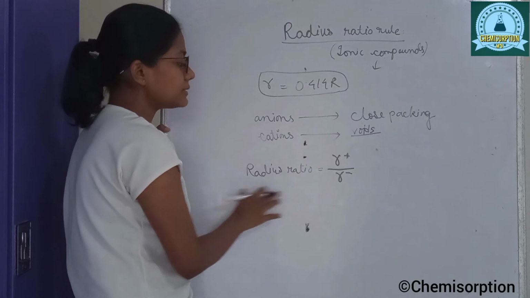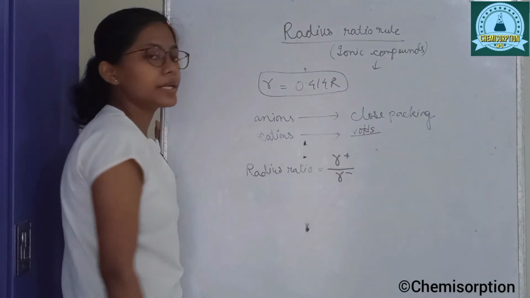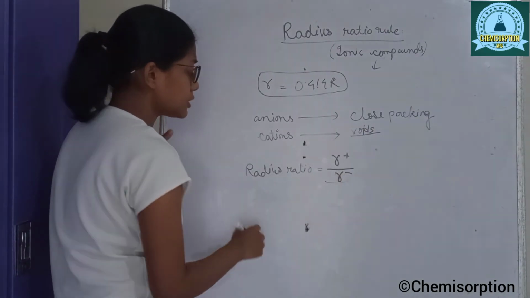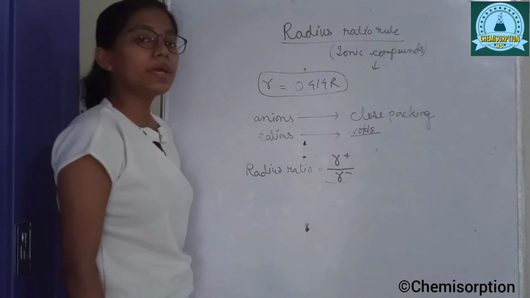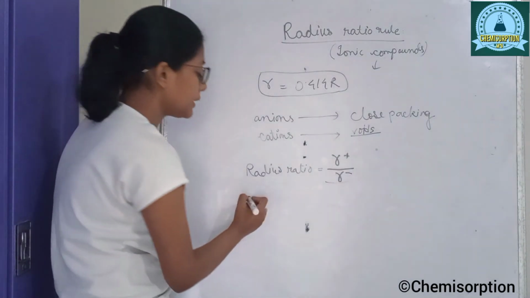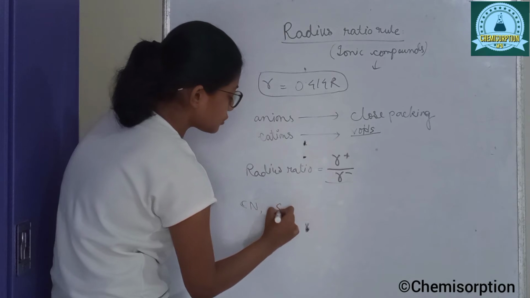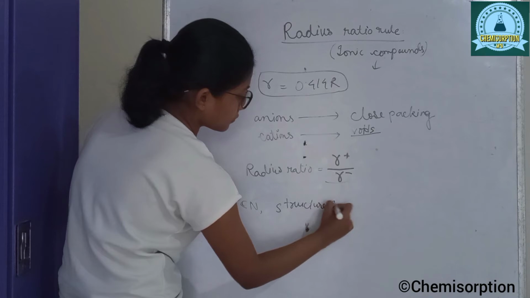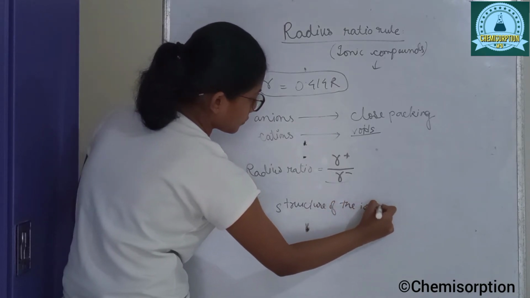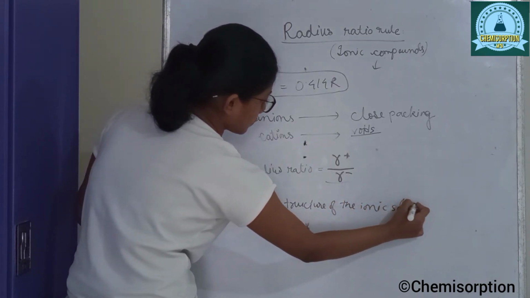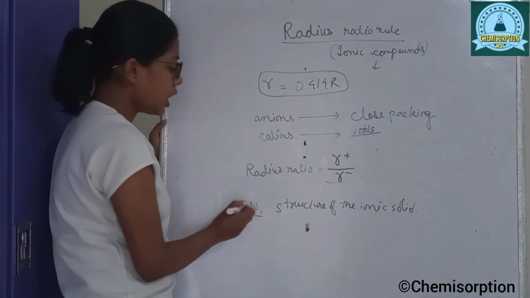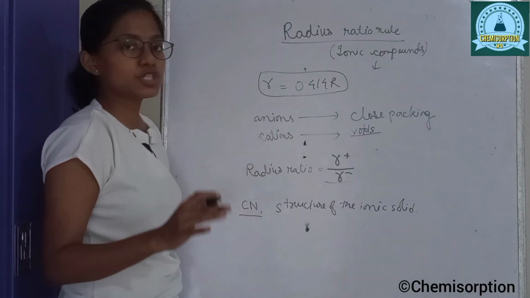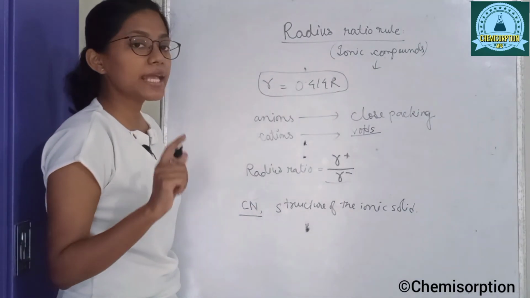So radius ratio is nothing but radius of cation by radius of anion. Using this radius ratio we can determine the coordination number and the structure of the ionic solid. So what is coordination number? Coordination number is the number of oppositely charged ions surrounding each ion.